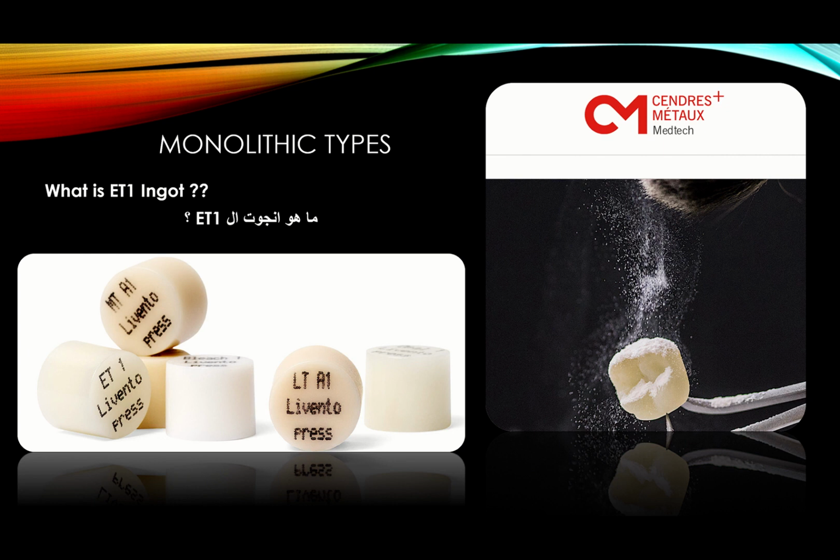All right. Same thing with other companies. I use this company from Switzerland, CM. CM has a Levinto press. Levinto press comes in LT, MT, HT. They come in many: high translucent, medium translucent, low translucent. I usually use low translucent for better masking, and then I can layer on top of it. But they have this. What is ET1? ET1 is enamel translucent 1.